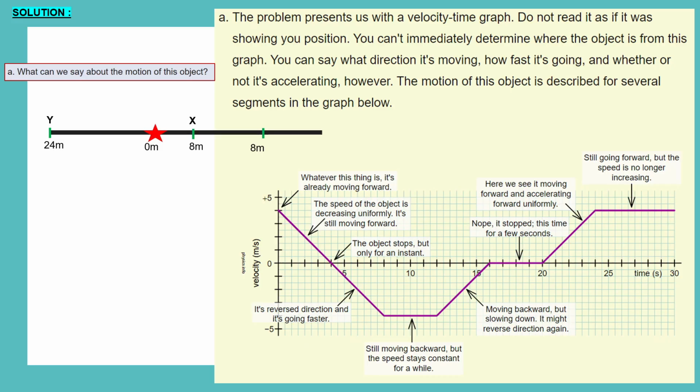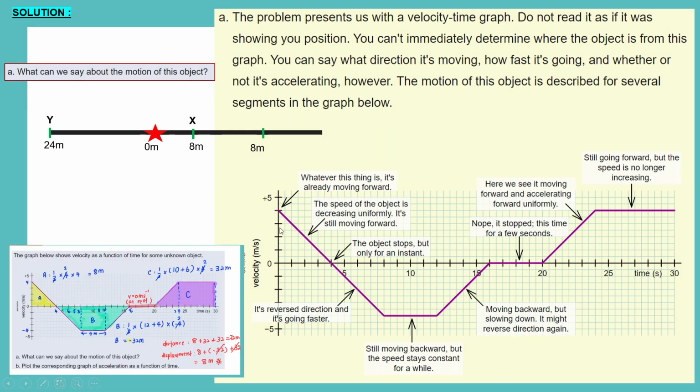Okay, now look at question A. What can we say about the motion of this object? Alright, so at 0 second, you can see the velocity is here, 4 meter per second. Whatever this thing is, it's already moving forward. So that means, masa kita mulakan waktu 0 second tu, kita start je timer, the object is moving here. Kita mula dengan objek itu bergerak, already moving forward. So it's 0 meter here. Kita calculate 0 second here.